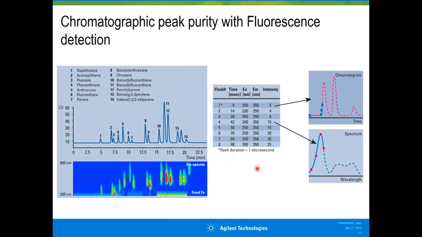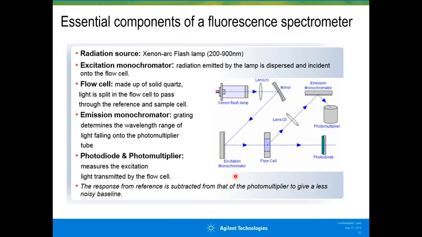So fluorescence spectroscopy is a very, very useful technique. It gives me information of chromatographic purity as well, and it's a very selective technique. So let's talk about the essential components which comprise a fluorescence spectrophotometer.